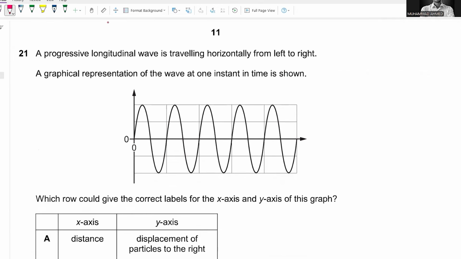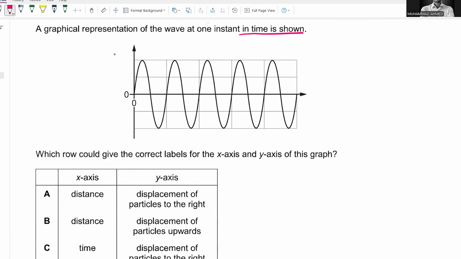A progressive longitudinal wave is traveling horizontally from left to right. A graphical representation of the wave at one instant in time is shown. This wave is at one instant in time, which means time is not changing, the time is constant for this wave. Which row could describe the correct label for the x-axis and y-axis for this graph?